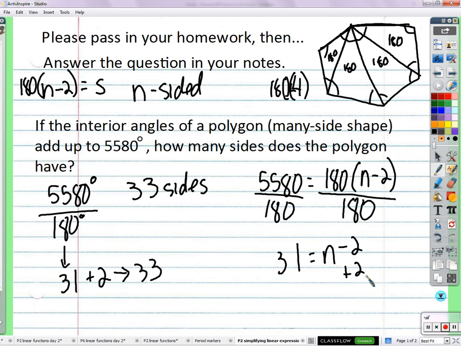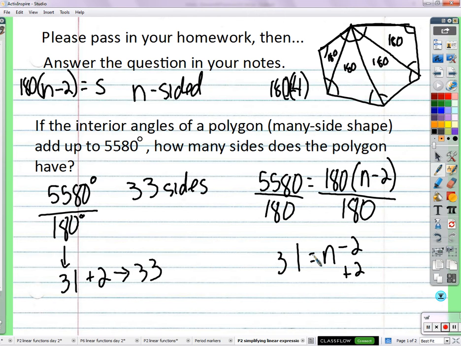The algebra approach, as simple as this idea might be, takes a little more effort here. We're going to say that a number minus 2 is equal to some other number. Well, if I add 2 to negative 2, what's negative 2 plus 2? 0. So I don't have anything there, so whatever happens, I have n, right?